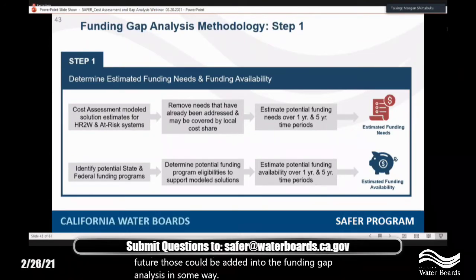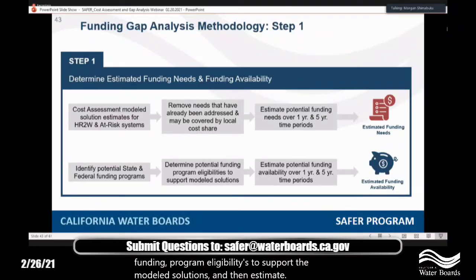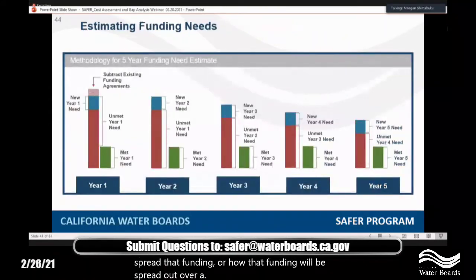Next, we determine potential funding program eligibilities to support the modeled solutions, and then estimate how that funding will be spread out over 1 to 5 years. Next slide. So here's a visualization of how we're spreading the funding need over time.